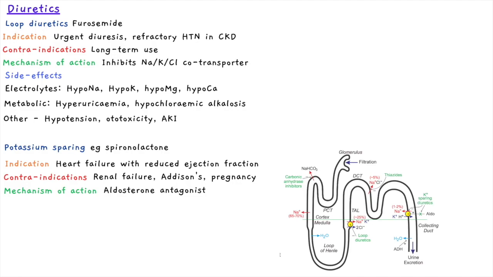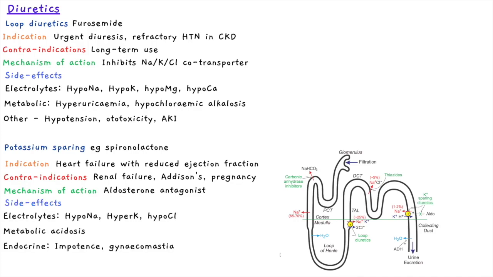Now, Addison's disease being a contraindication is related to its mechanism of action. So it's an aldosterone antagonist, as shown in the diagram, and it acts in the collecting duct. And Addison's disease is insufficiency of aldosterone. So if you already have low aldosterone, you don't want to further antagonize it, because then you're really going to drop your blood pressure, go into an adrenal crisis.